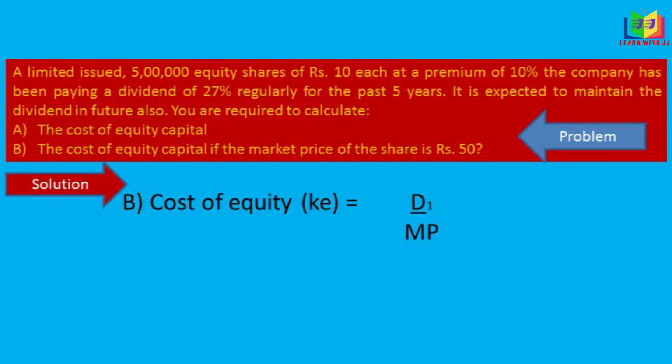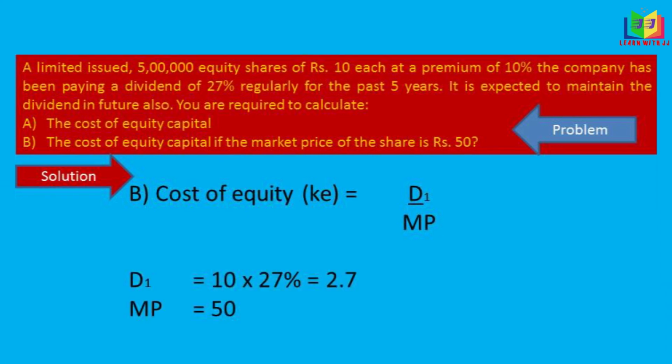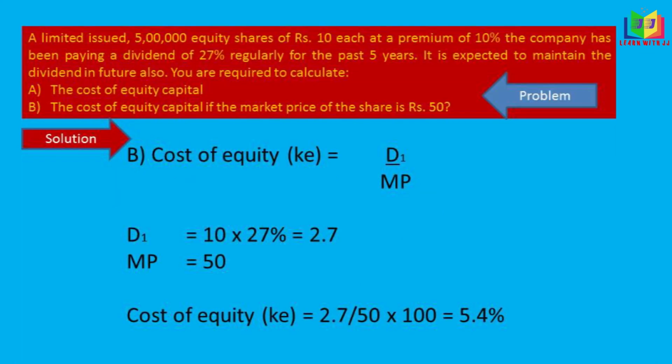We have one more question here. The B question is the cost of equity capital if the market price of the share is 50. This is the existing issue, so we have to use that formula. For existing shares, the formula is D1 divided by MP. D1 is the same, 2.7, and MP is given, that is 50 rupees. If we substitute in the formula, we'll get 5.4 percentage.